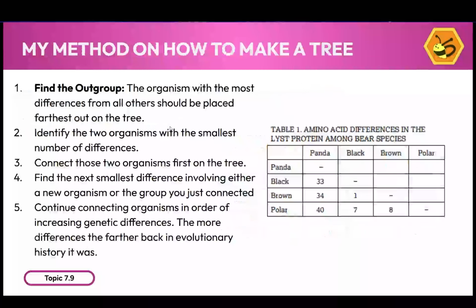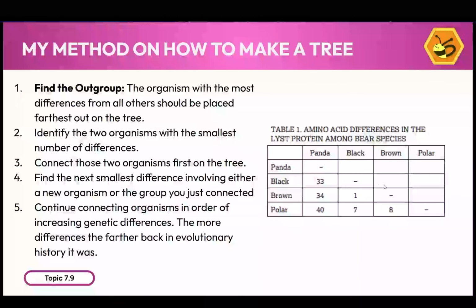So, as you can see, the first thing we want to do is find the outgroup. And in this case, there's only one obvious outgroup in this answer. And I think that we can all see that that's the panda. And then you want to identify the 2 organisms with the smallest number of differences. And that's the brown and black bear. As you can see, they only have 1 amino acid difference there.